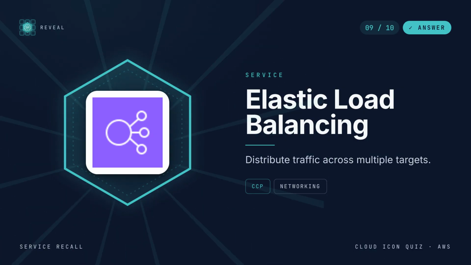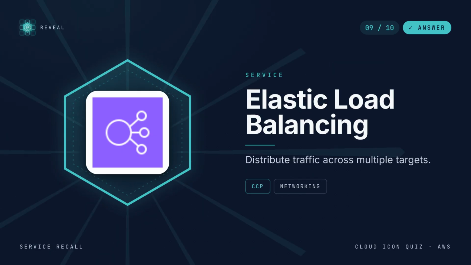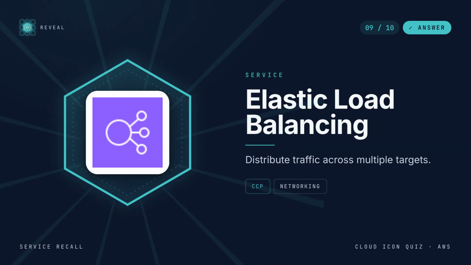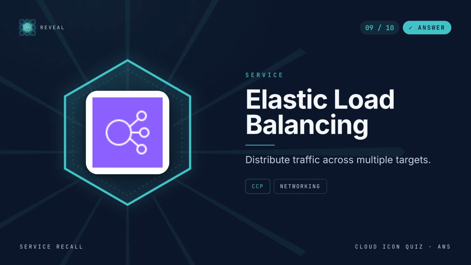For the CCP exam, combining EC2 Auto Scaling with a load balancer is the standard answer for achieving high availability and fault tolerance. The icon is a pair of scales, perfectly balanced. ELB, Elastic Load Balancing.